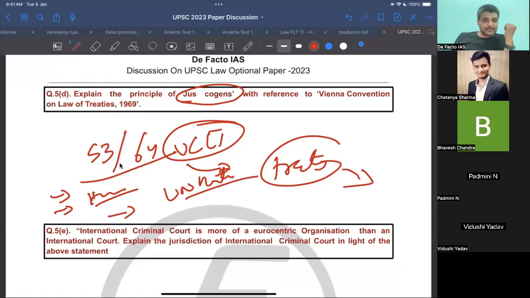Territorial sovereignty must be respected, etc., etc. Right? So all those things are three categories of just cogent. Right? So you have to simply name them along with examples. Okay, again, quite simple. And you have to write Article 53 and Article 64 of VCLT.